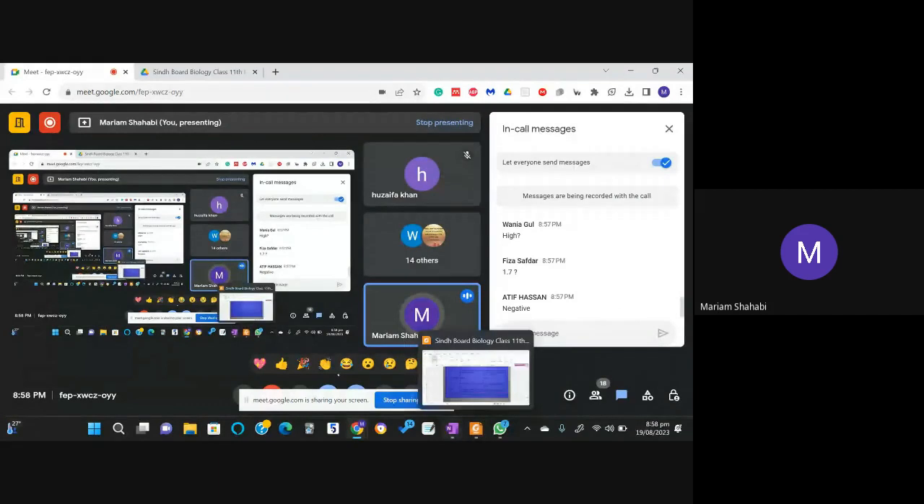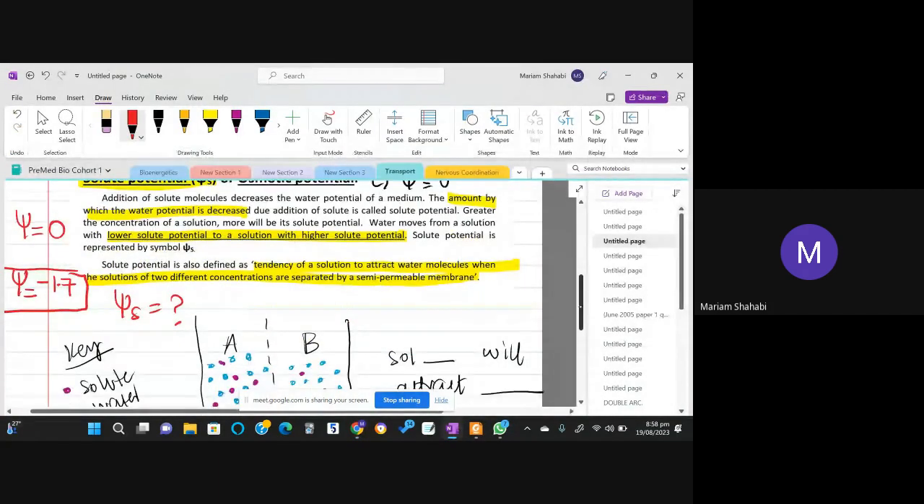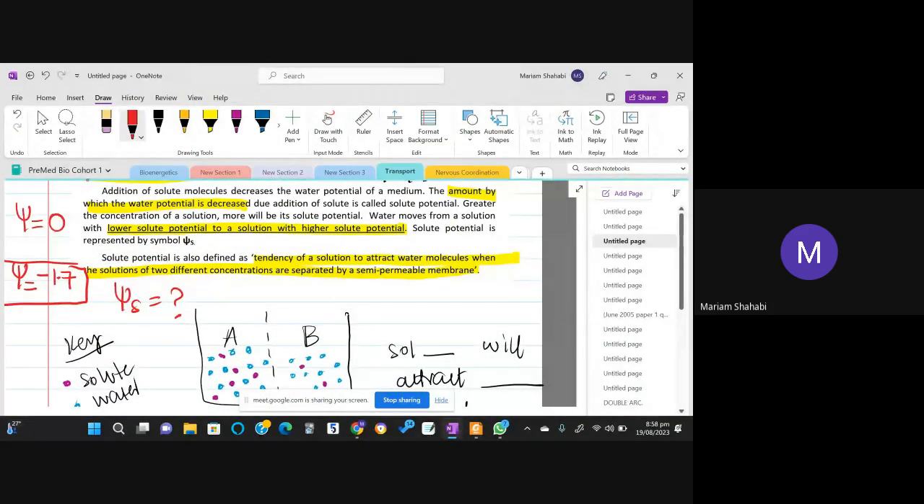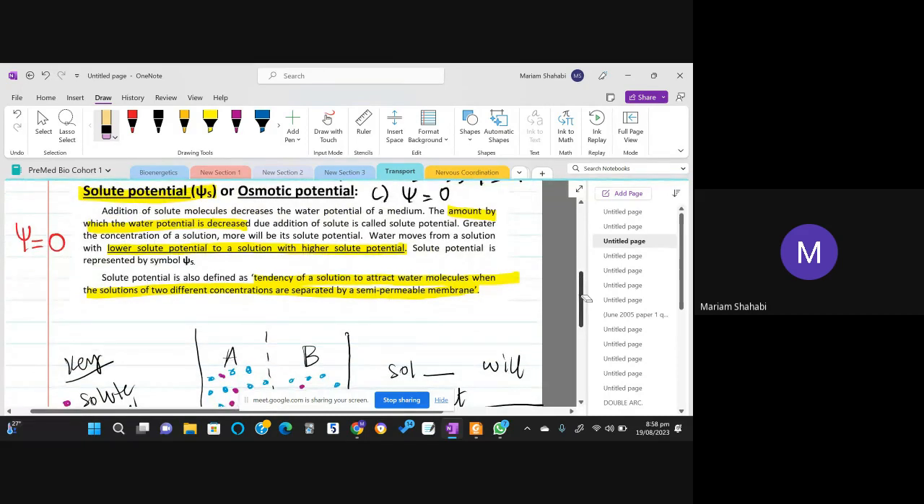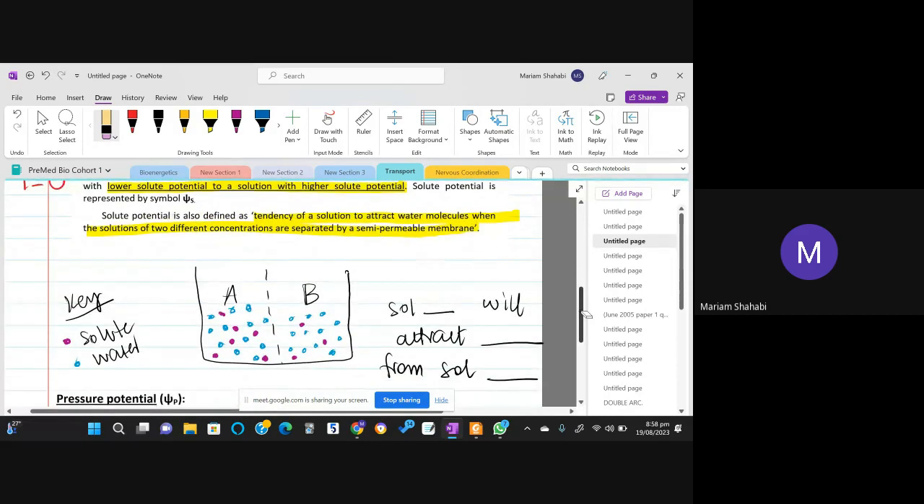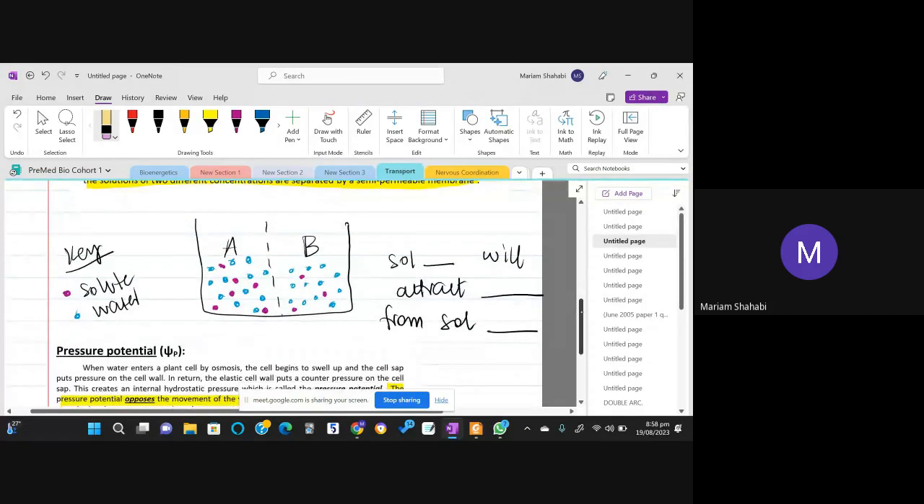Exactly, it's very basic. So in this, the solute potential is simply the decrease. It fell by 1.7. So it is also defined as the tendency to attract water molecules when solutions of two different concentrations are separated by a semi-permeable membrane.